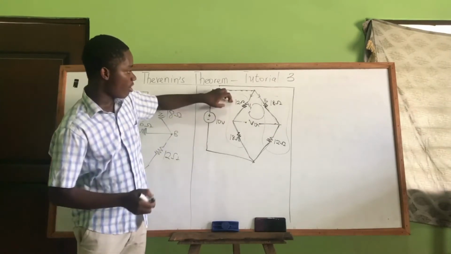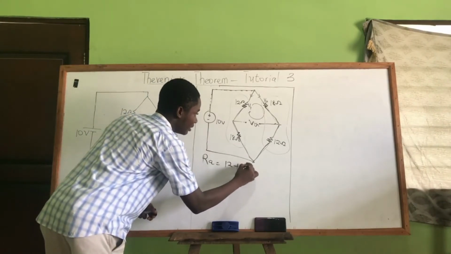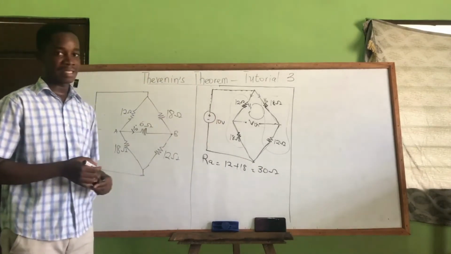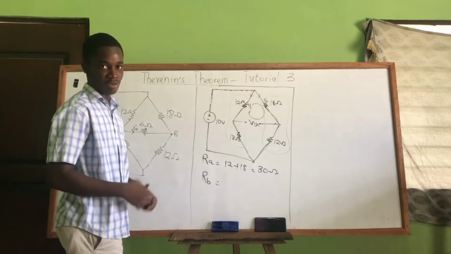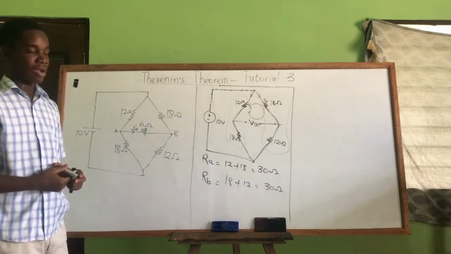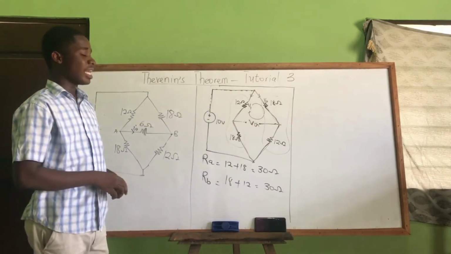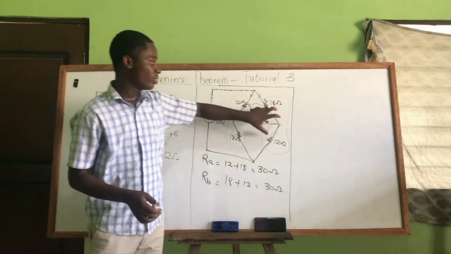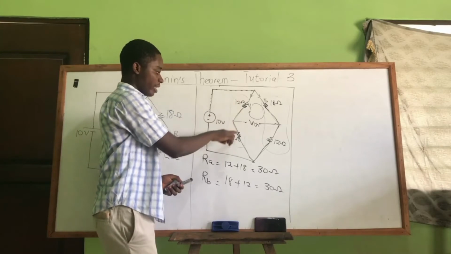So we have a series connection here, another series connection here, but the two elements here are connected in parallel. So 12 and 18 in series, let's call it RA, which is 12 plus 18, giving us 30 ohms. We have another resistance here: this 18 and this 12 in series is also 30. So we have 30 here, which is in parallel with another 30 here. Elements in parallel have the same voltage. So the voltage across the 30 here is 10, and the voltage across the 30 here is also 10.